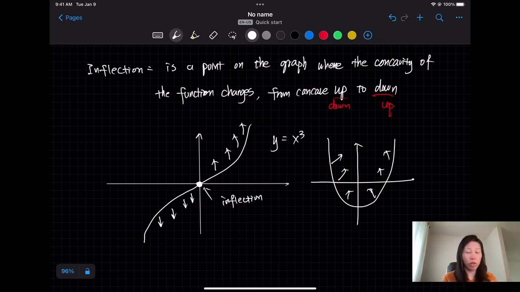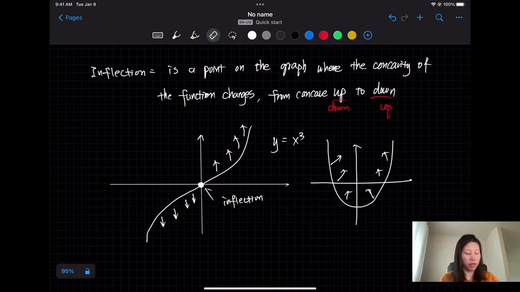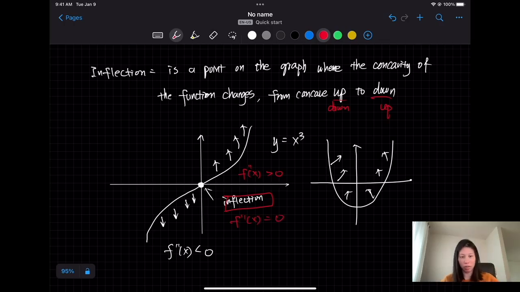We can also find the inflection point by calculating the second derivative. Remember, if you're concave down, the second derivative is going to be negative, less than 0. And then when the concavity changes to up, the second derivative is going to be a positive number, greater than 0. So that means at an inflection point, the second derivative is going to be 0.